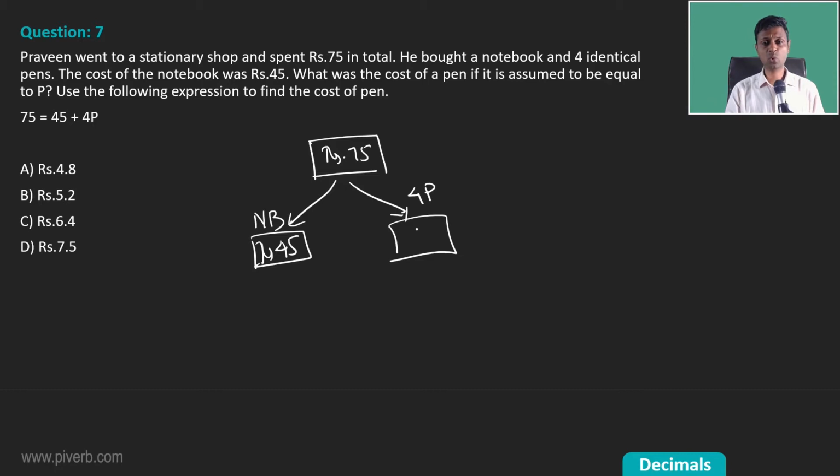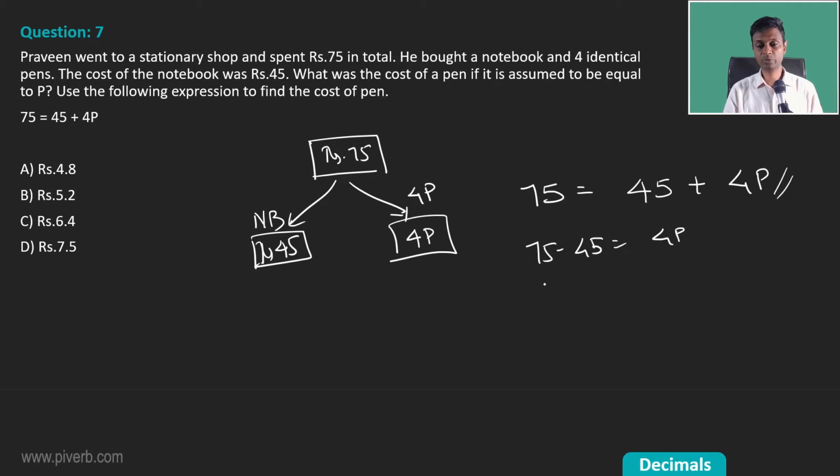So each pen costs P. 4 pens should cost 4P. Total amount he has is 75. He spends 45 on the book and 4P on the pens. We need to find the cost of each pen. So 75 minus 45 is 4P.